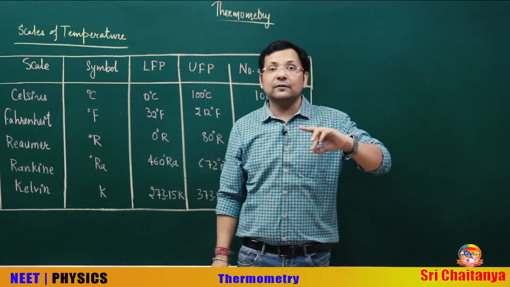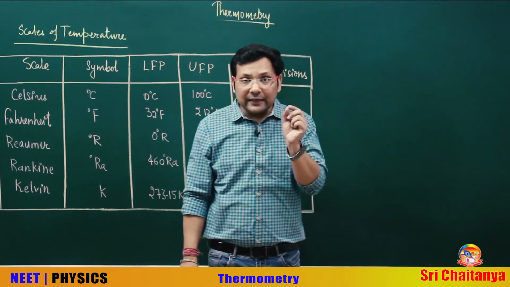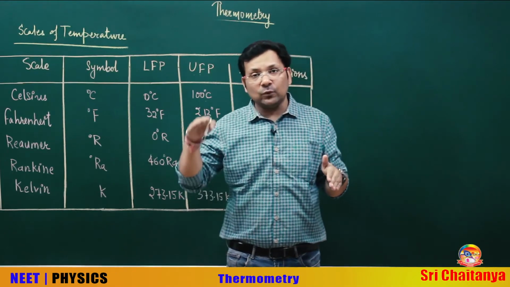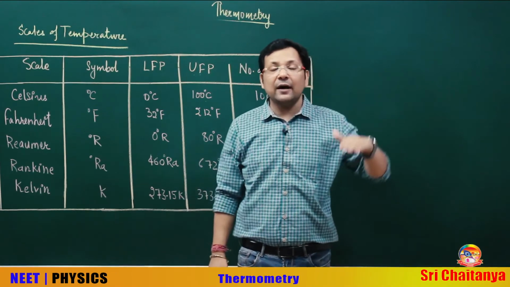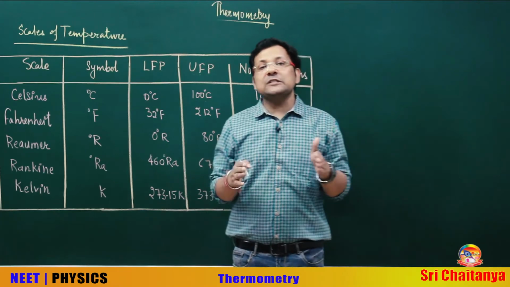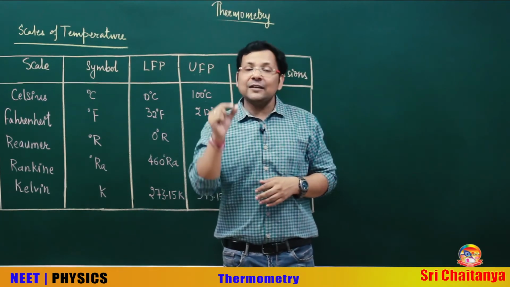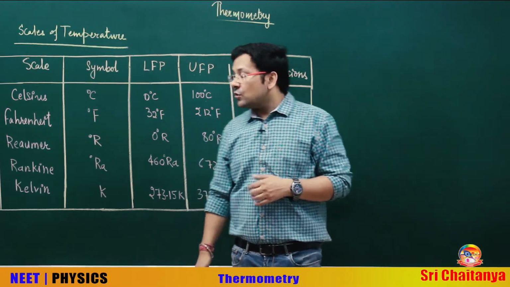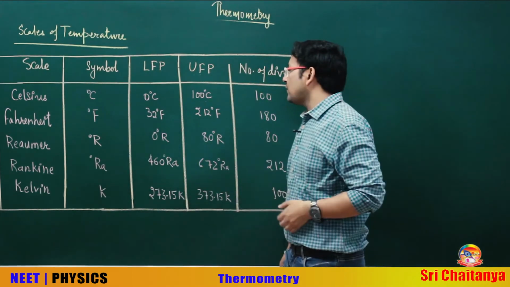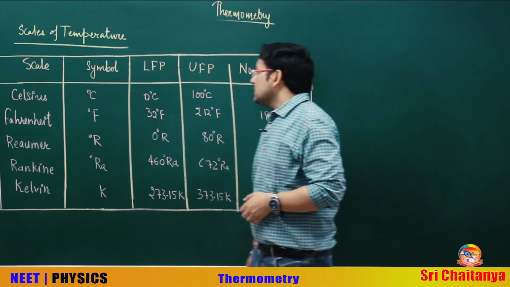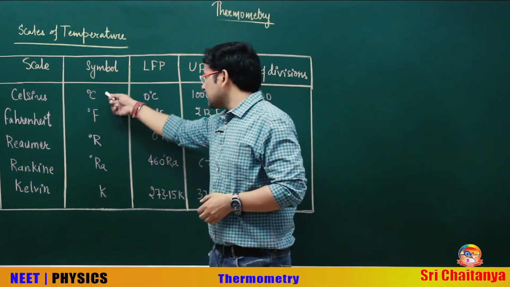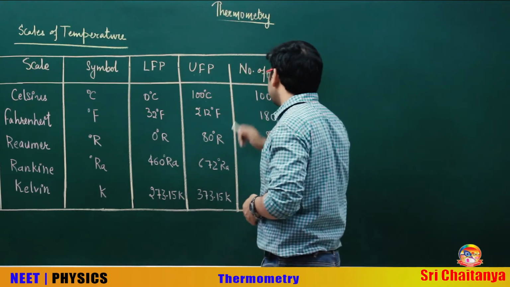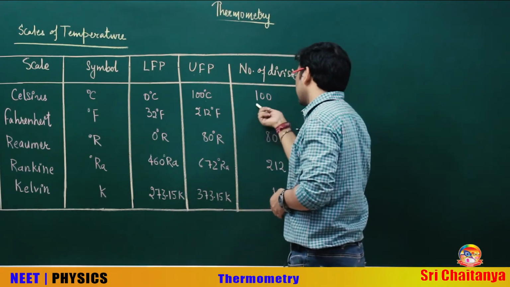Each division was called a degree. You say degree Celsius, that degree is one division. So the gap between the LFP, the lower fixed point, and the UFP, the upper fixed point, was divided equally, and one division is called 1 degree. So in total you can see 5 scales. Celsius, the symbol is degree Celsius, LFP is 0 degree Celsius, upper fixed point is 100, and the number of divisions is 100.